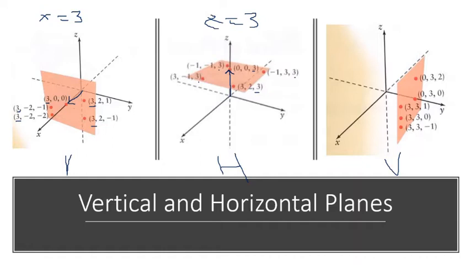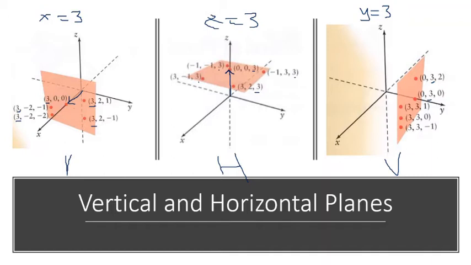All right, the last one is another vertical plane, defined by y equals 3. The x and z coordinates can be anything, but as long as y is equal to 3, the point will fall on the plane. This plane is parallel to the zx plane and defined by the equation y equals 3. These are examples of vertical and horizontal planes.